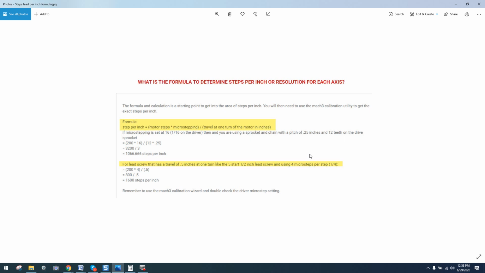Now, before I get involved in this video, because it is detailed, you guys have to understand, while I'll give the formulas out, this is not the end-all be-all way to determine your axis calibration. All this is to get you in the ballpark. In order to perform axis calibration accurately, you need to utilize the Mach3 calibration wizard, or from Mach4, or whatever motion control software you're using.